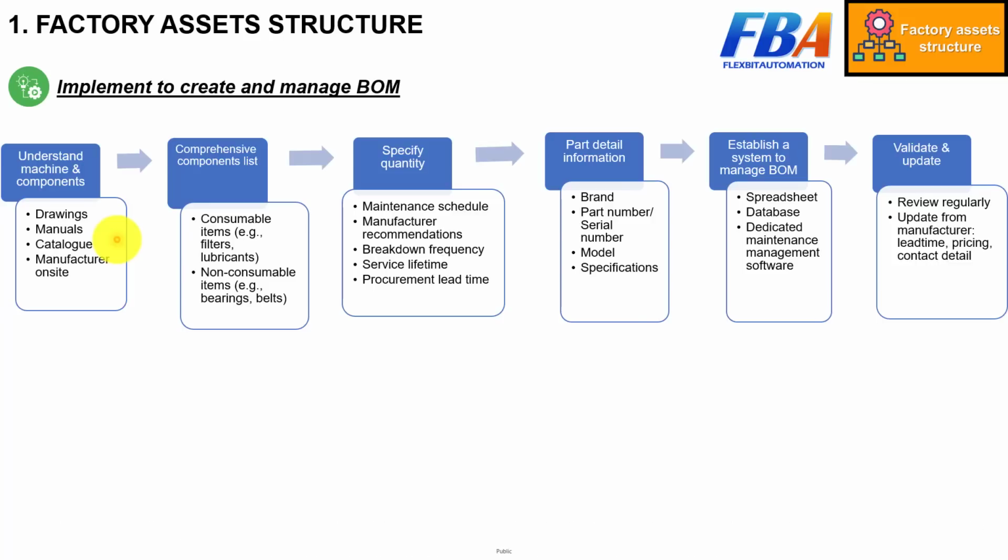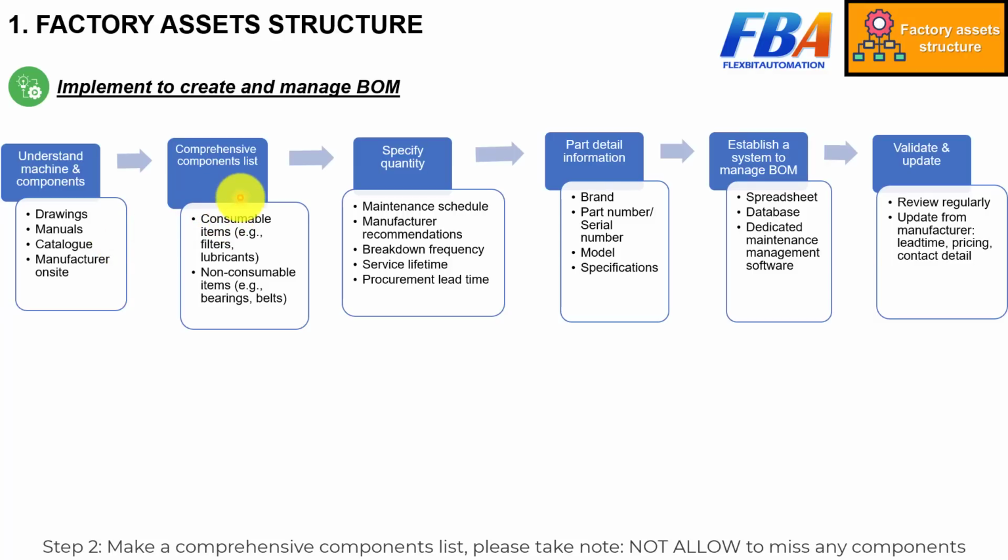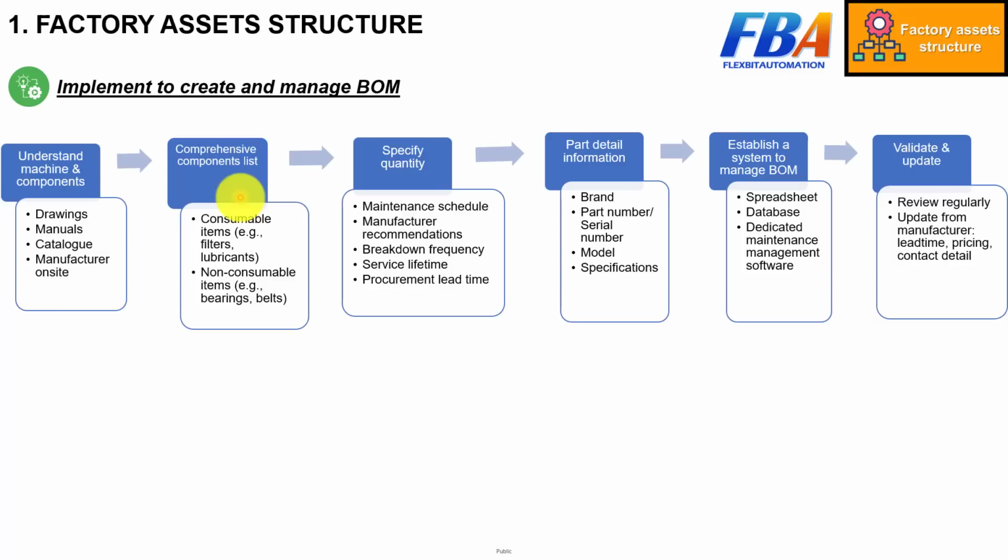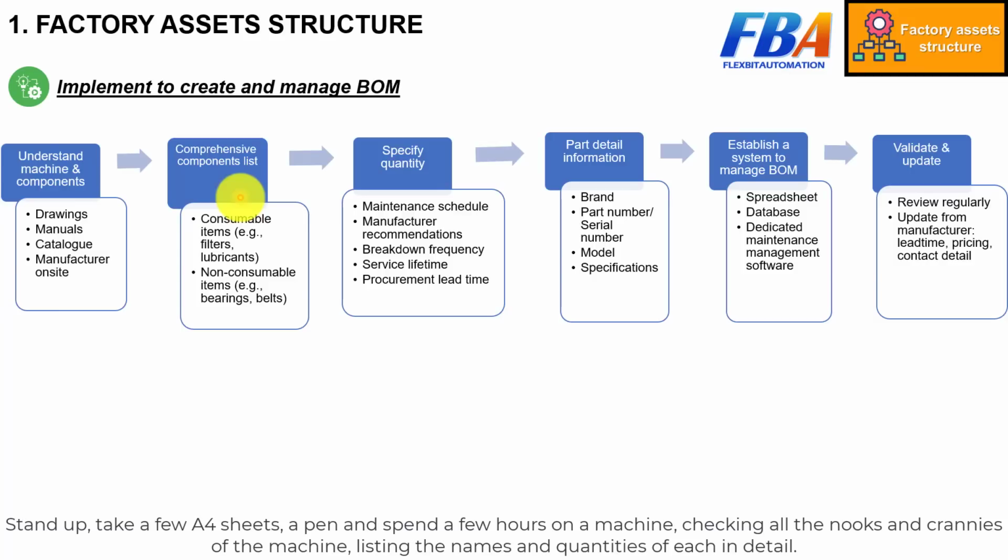And next, steps 2, 3, and 4 are three steps done in parallel. Step 2, we need to make a comprehensive components list. Please take note, you are not allowed to miss any components. Stand up, take a few A4 sheets and a pen, and spend a few hours on the machine, checking every nut, running the machine, and listing the names and the quantities of each in detail.